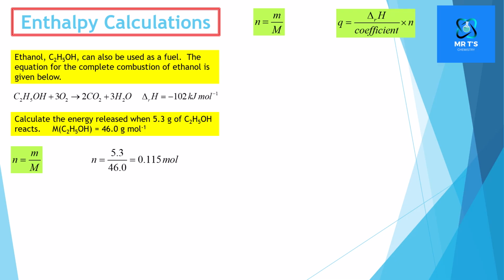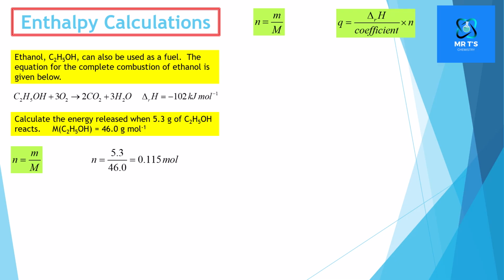Now, if you're not sure what it is you're actually calculating the moles of, it's really easy. They're always going to give you the value for molar mass. So you look and you see, oh, big M here, it's ethanol, so I'm going to use the grams of ethanol. Cool. So I did that. I worked out the answer is 0.115 moles.